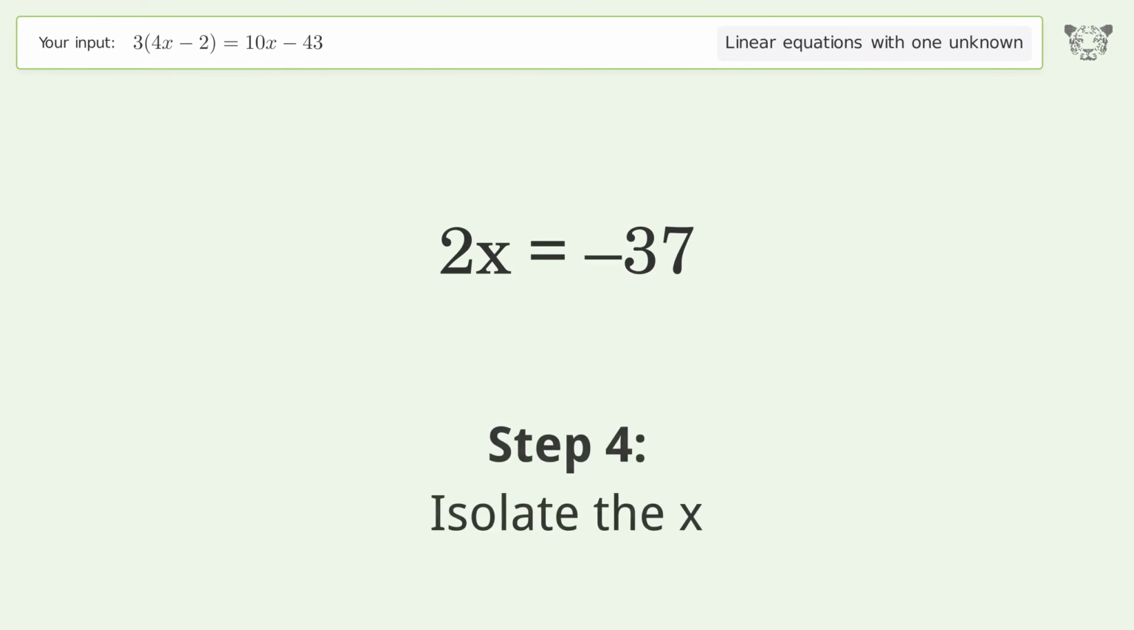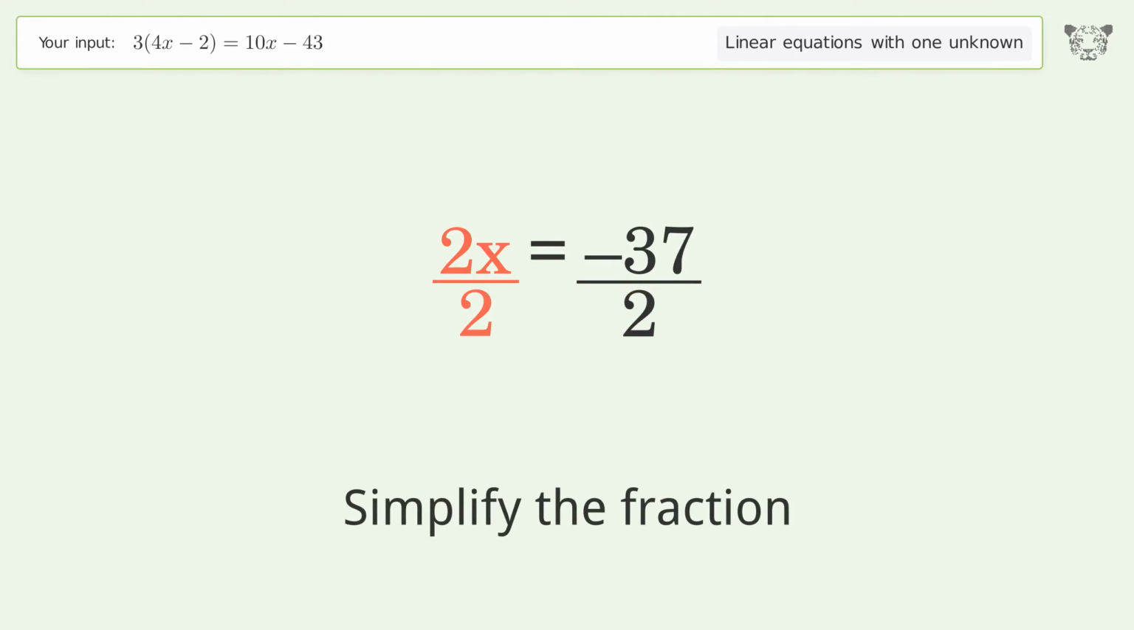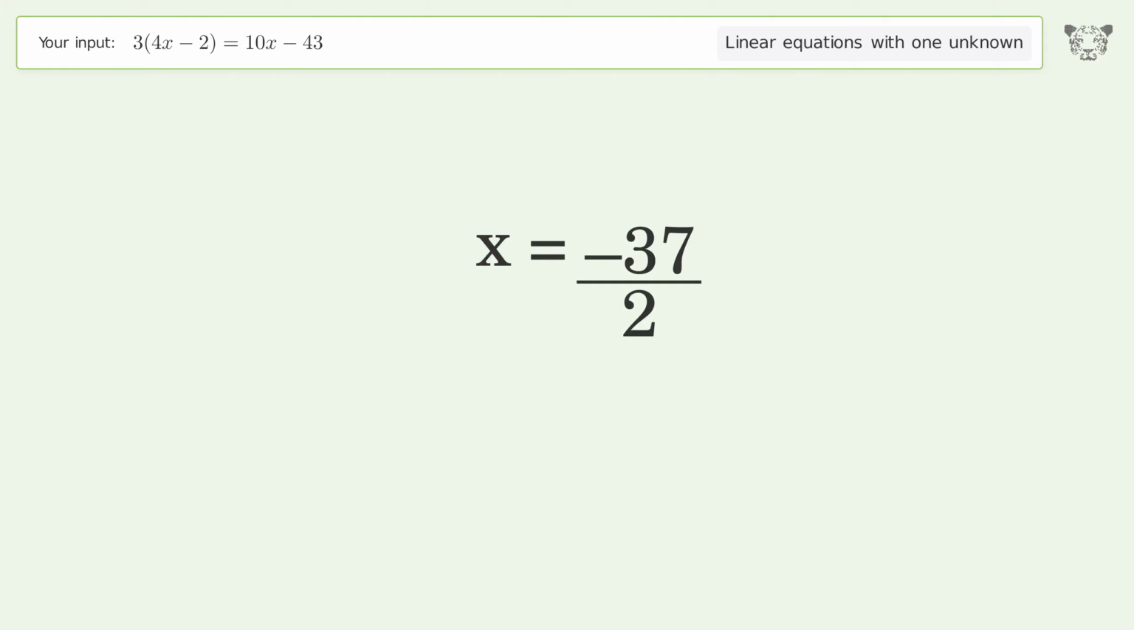Isolate the x. Divide both sides by 2. Simplify the fraction. And so the final result is x equals -37/2.